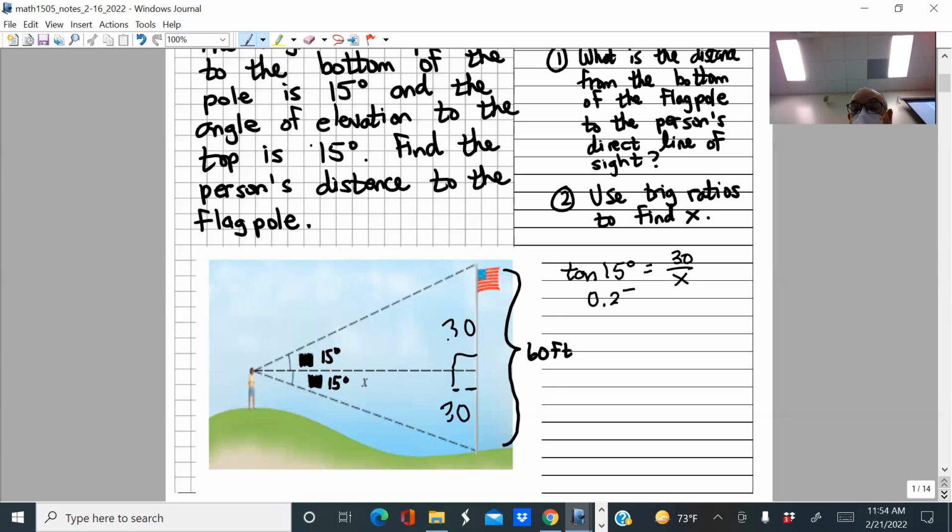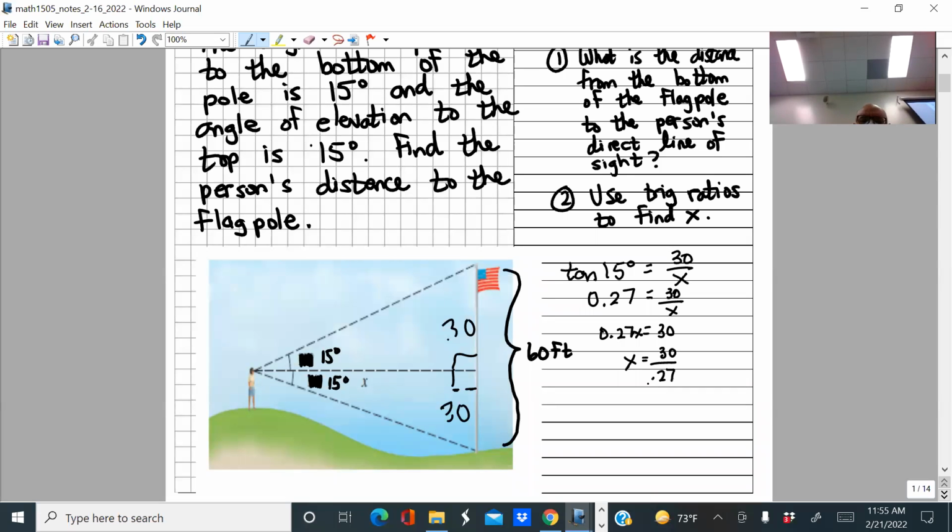0.27 or 0.268, approximately 0.27, right? Is 30 over x. And now let's cross multiply again. So 0.27 times x is equal to 30, right? The 0.27 times x, and then 30 times this implied denominator, which is 1. So finally we get x is equal to what, 30 divided by 0.27 approximately?